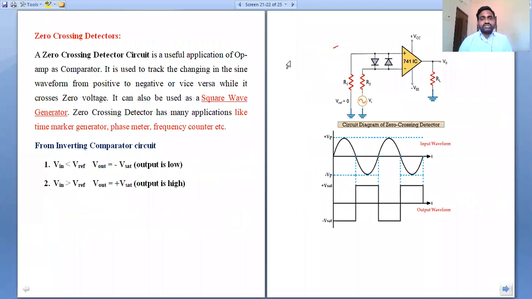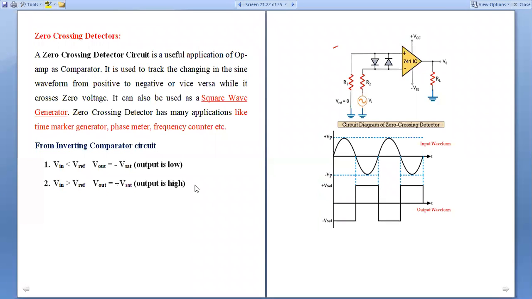So coming to the next concept, that is the zero detector. This is an exact application of comparators. Zero detectors, window comparators, and Schmitt triggers are all applications of comparators. In the concept of the zero detector, see, the zero detector is one of the useful applications of a comparator.